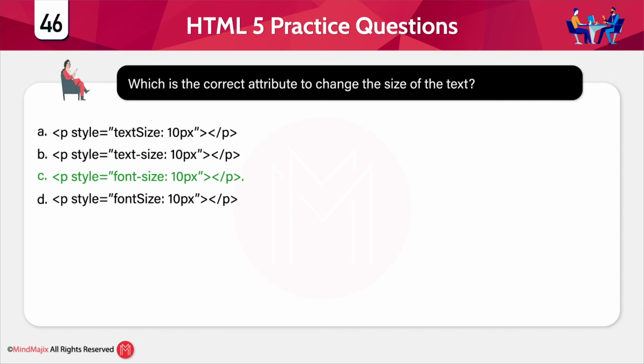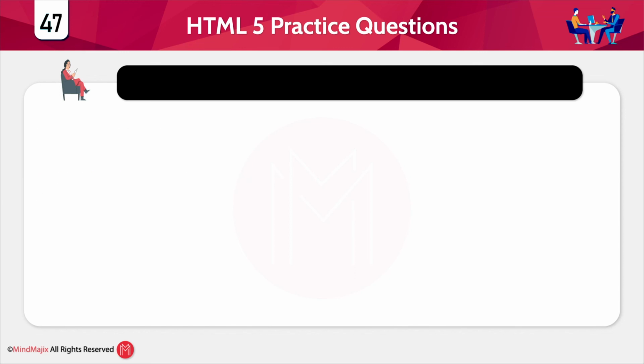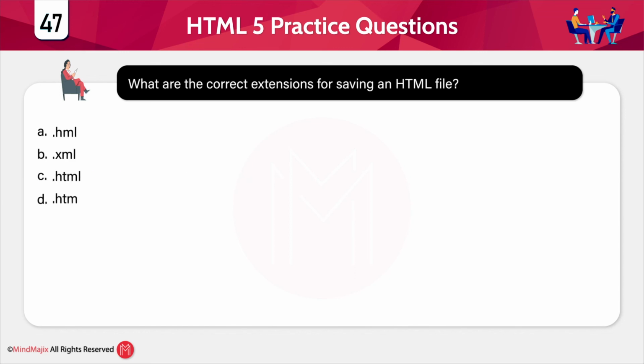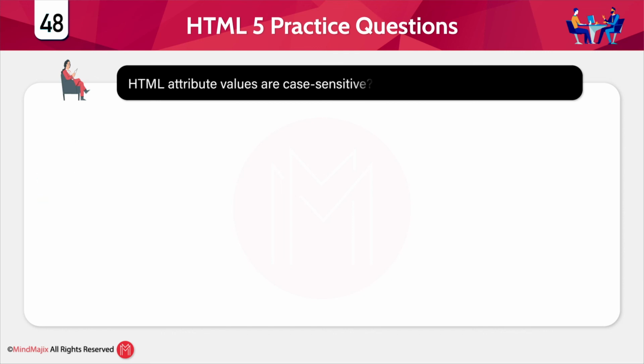This is font-size colon 10 pixels, not text size. Attribute values must be case sensitive, so this is the correct option, the third one. And what are the correct extensions for HTML? We have already seen this one, right? Either .html or .htm. See, HTML attribute values are case sensitive. True, guys. Tags are not case sensitive, but attribute values are case sensitive.